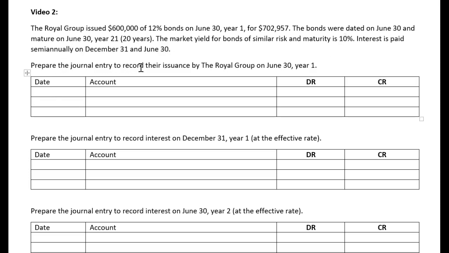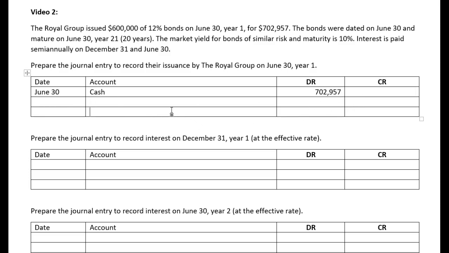So let's first prepare the entry to record the issuance of the bond on June 30th. So we're going to go in on June 30th. Now this is the issuing company, so they're going to receive cash for the bonds, and it's going to equal the price of the bonds. So we're going to put that in at 702,957. Then we're going to go on.